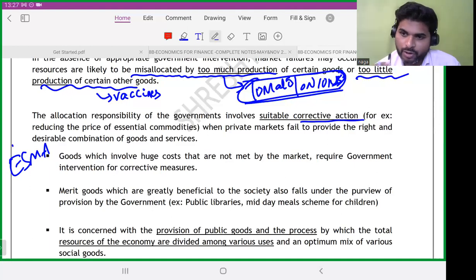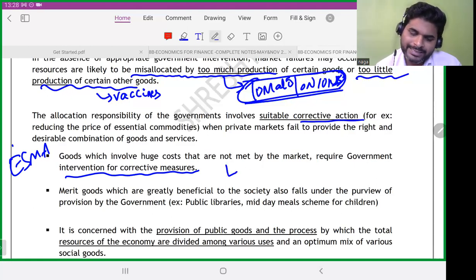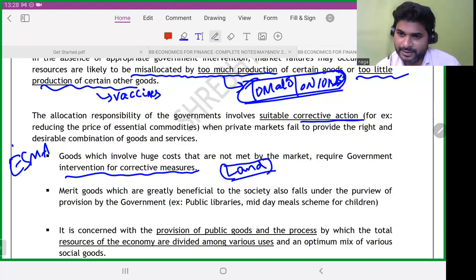So we are discussing why the government needs to do this. Goods which involve huge costs that are not met by the market require government interventions as corrective measures. For example, providing employment to the people. Certain costs are involved. Unless the government gives the land to companies to establish manufacturing facilities, how will the jobs be generated? The government has to be there. Otherwise, the private sector would use their own land and then produce. All of that is a very costly affair, right?